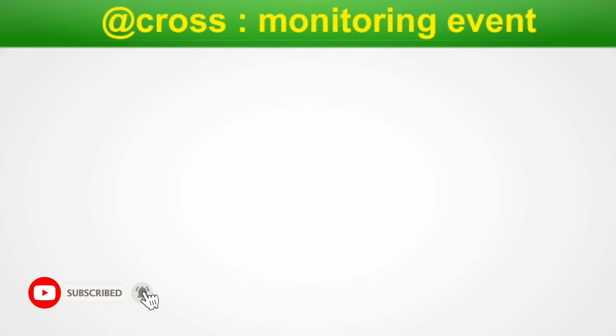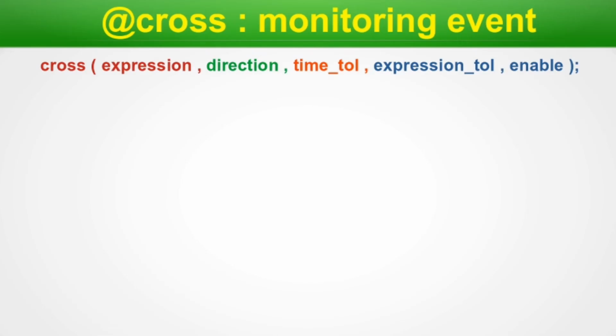Let's look at the cross @ monitoring event. So this is the syntax: cross, then expression, then direction, then timing tolerance, the expression tolerance, and then enable. So here we just see the signal that is going up and there is a threshold that is defined by a horizontal line. So we want to see when this signal crosses it, because the analog signal is continuous and it is not discrete like the digital. So we have to measure some point where this signal is crossing this defined threshold.